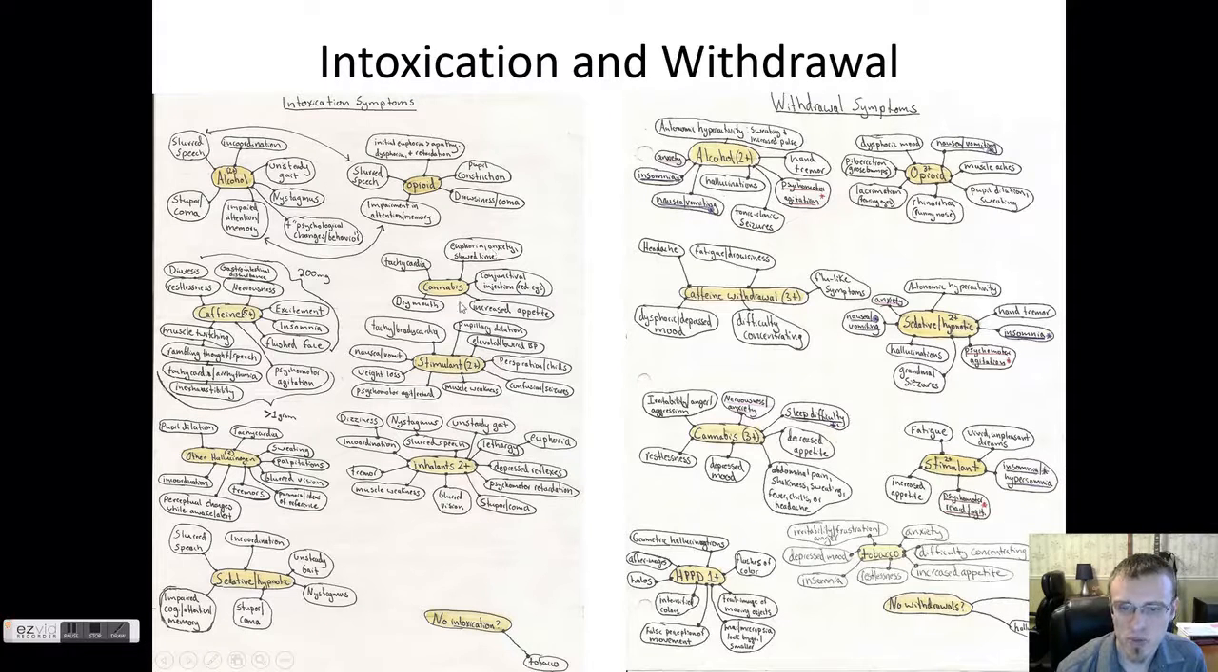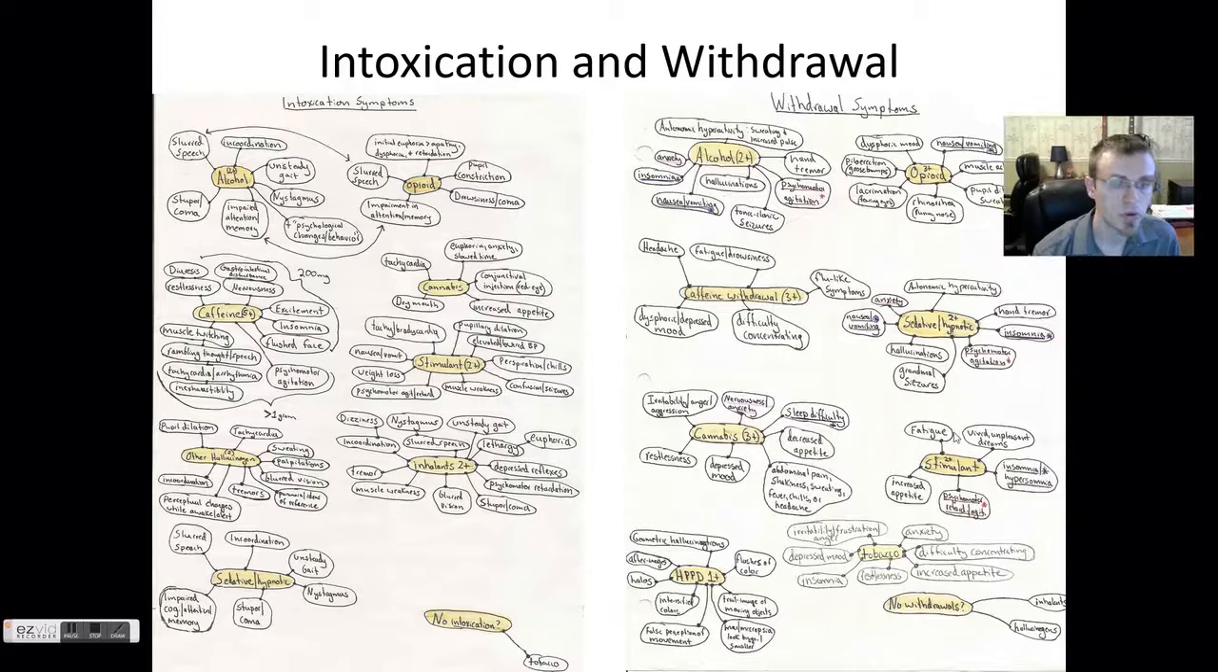Now look at all this other stuff we've got here. We've got stimulants, cannabis, caffeine, hallucinogens, inhalants, sedatives. Well, there's only one type of substance that's not considered to have intoxication symptoms, which is tobacco, for some reason. Don't ask me. When we look over here at withdrawal symptoms, we see that there are two different substances that don't consider to have withdrawals. One is inhalants and one is hallucinogens.